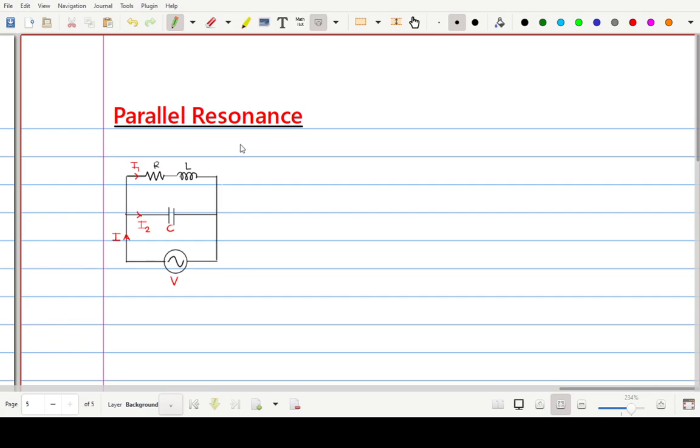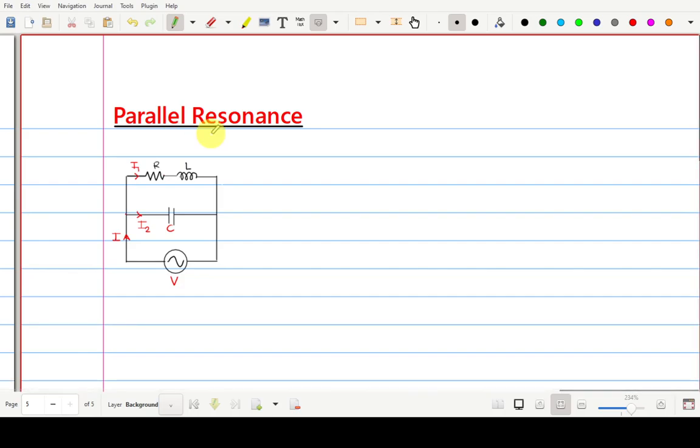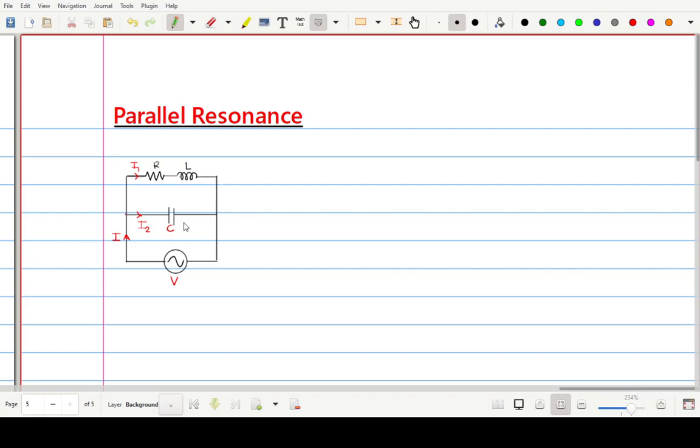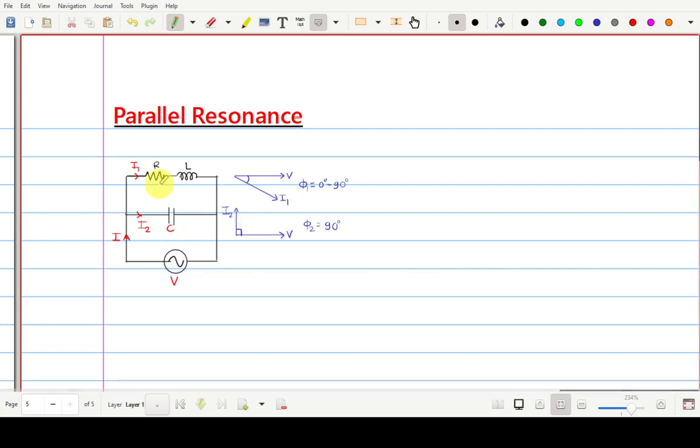Okay, now first of all we will try to find out the condition at which this parallel resonance occurs. For that purpose we have to draw the phasor diagram of this circuit. Now in order to draw the phasor diagram of the complete circuit, first we will draw the phasor diagrams of the first branch and second branch. So they will look like this. Here you can see that R and L are connected in series. So your voltage will be the leading quantity and current I1 will lag with respect to voltage, and the angle between them will be anything between 0 to 90 degrees.